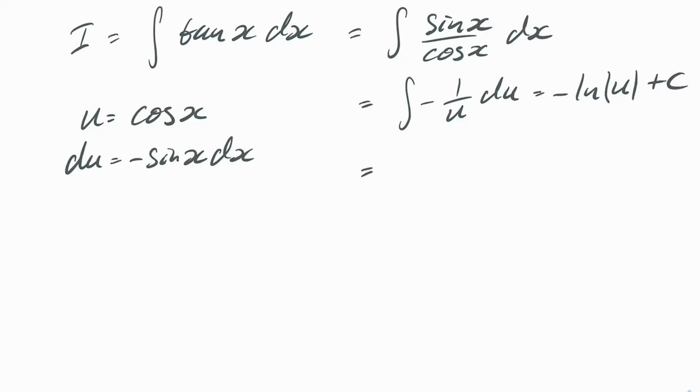And in fact, integrating 1 over a function actually gives me the log of the absolute value. So this is then minus log absolute value of cos x plus c. So that's it for indefinite integrals.